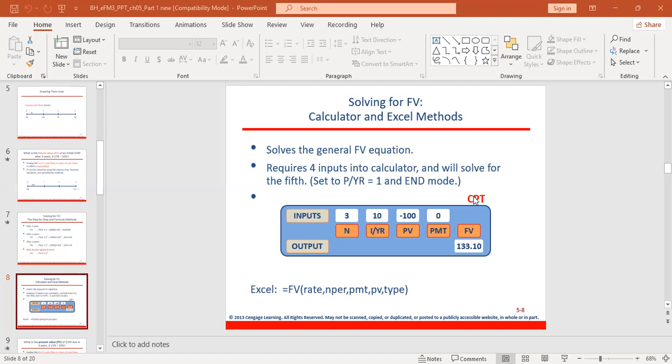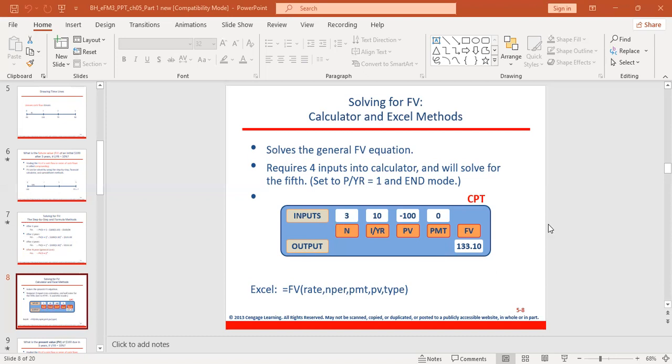Yes. All right, so you press CPT, then you press future value. Future value is the last button in the third row. CPT, future value. So can you get 133.10? Yes. All right, so take note of these steps.